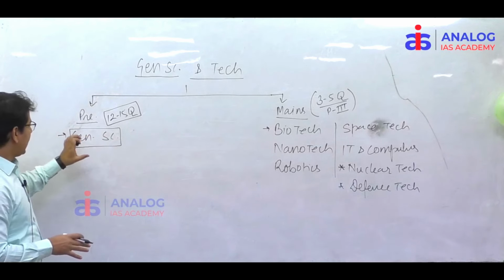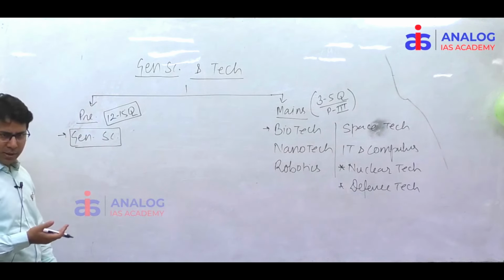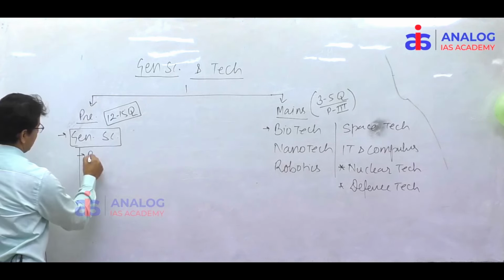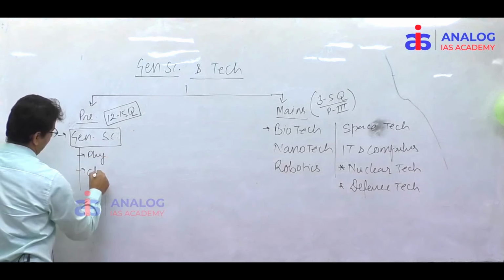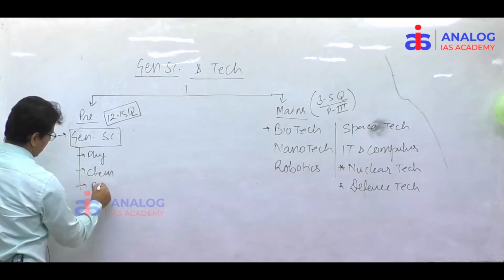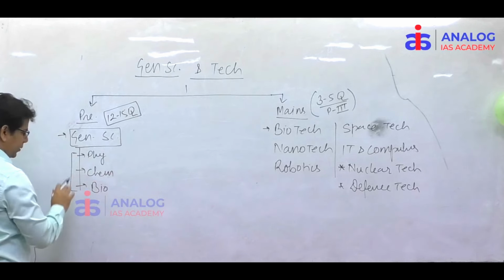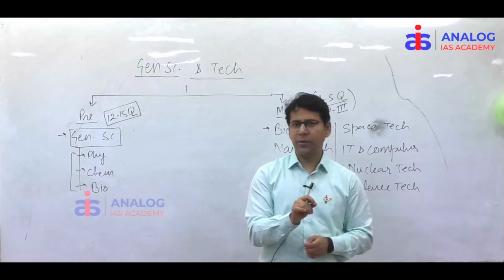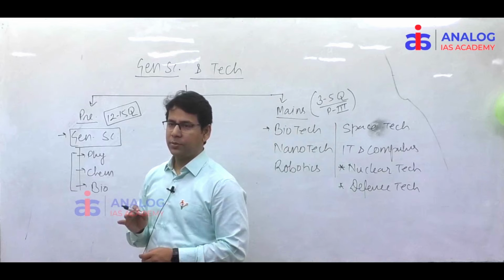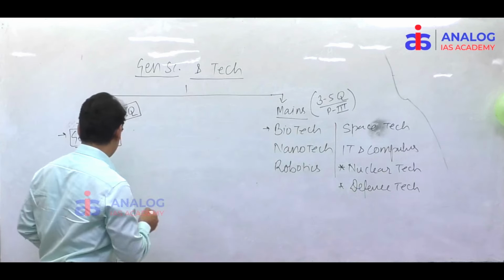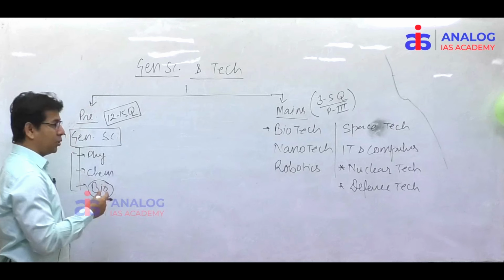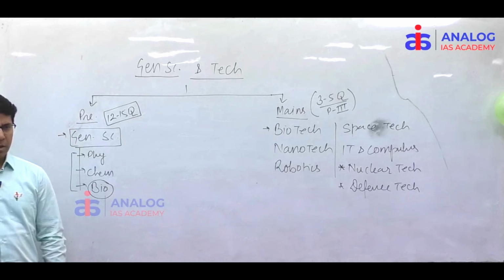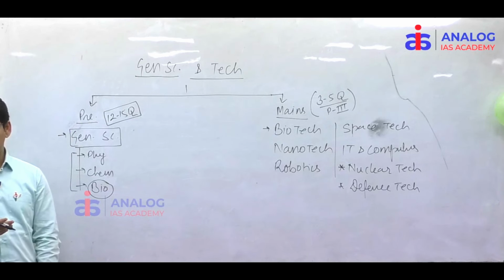Now the problem is that general science doesn't say anything about what needs to be studied, right? Normally, what we understand is that general science is physics, chemistry and biology. That is what we understand. Perfect, no issues with that. But then if you look at the prelims questions, you will hardly find any question coming from core science. Hardly. Yes, sometimes you get some question from biology, and that is also some area of biology. Let's say microbiology. They ask questions about microbes, bacteria, fungus.